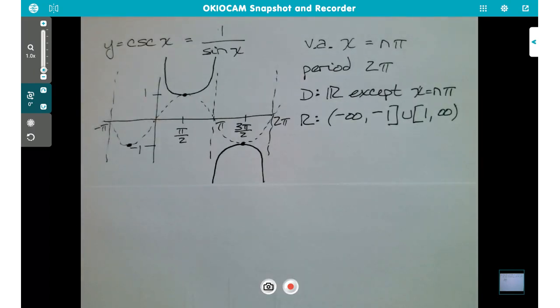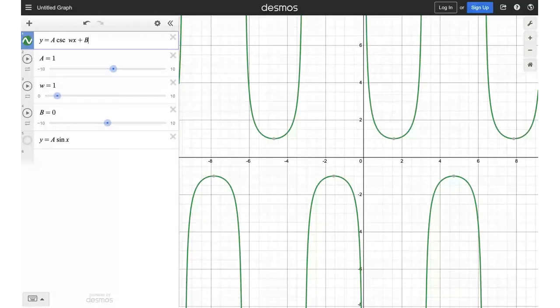And let's look at what we have, the hand-drawn picture, and that's okay, but let's take a look at the lovely Desmos version. There it is. So that's 3 periods of the cosecant function.